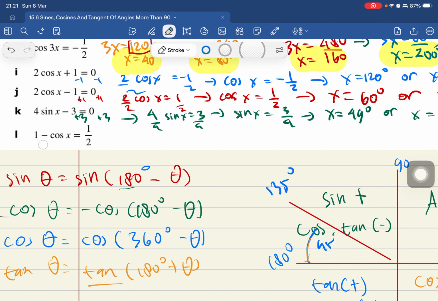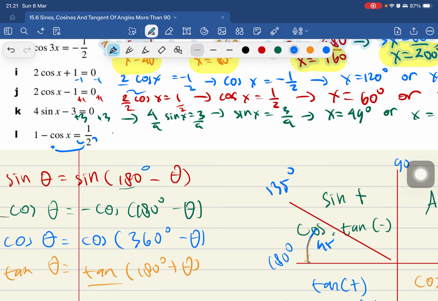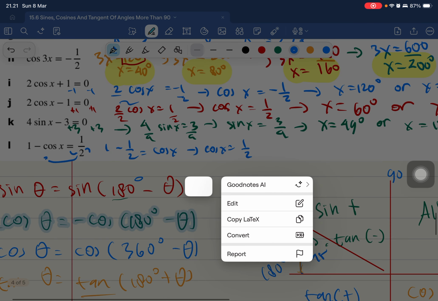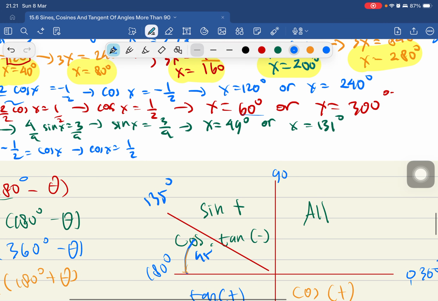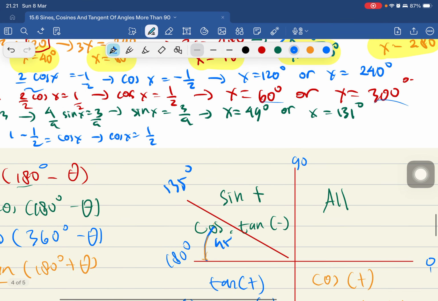Okay, this is negative cos. We can move it here and here. So 1 minus 1 over 2 equal to cos x. So cos x equal to 1 over 2. I think we have done. Here it is, 60 and 300. So we can just write x equal to 60 degree or x equal to 300 degree.